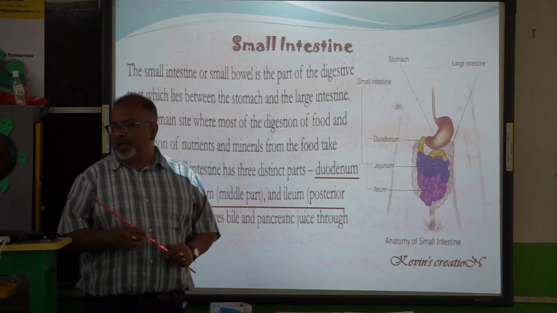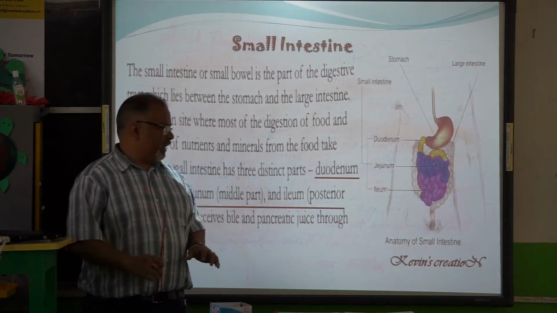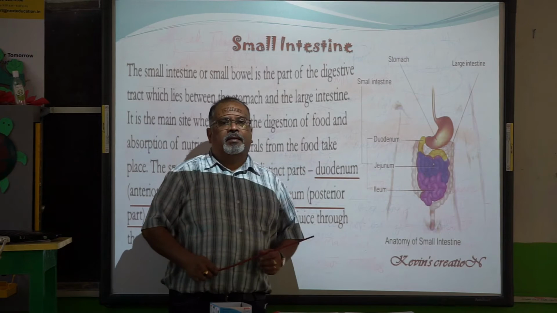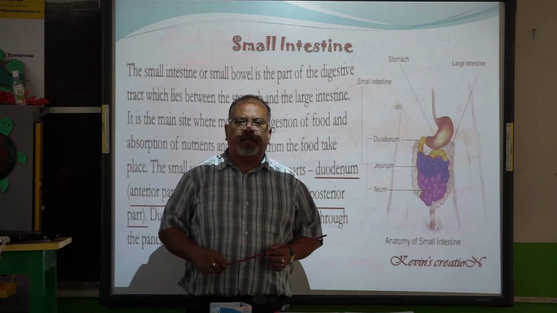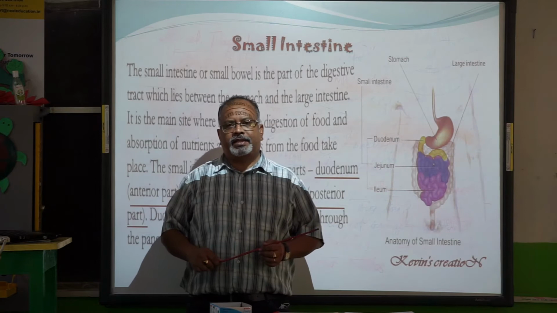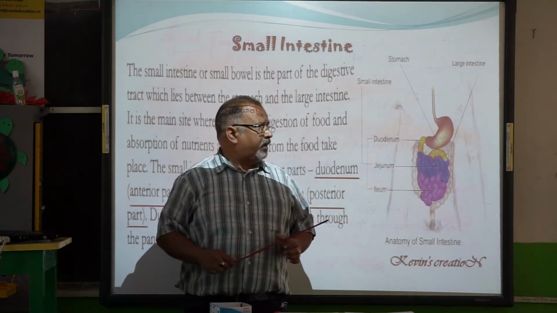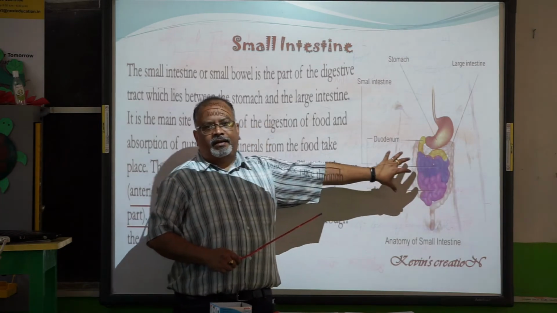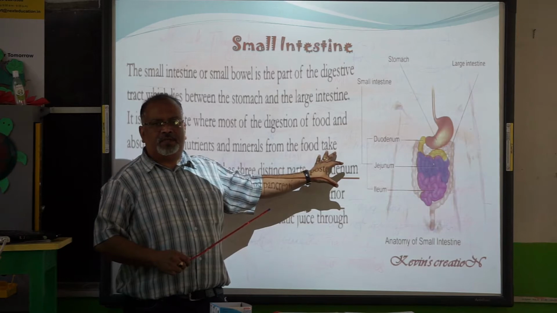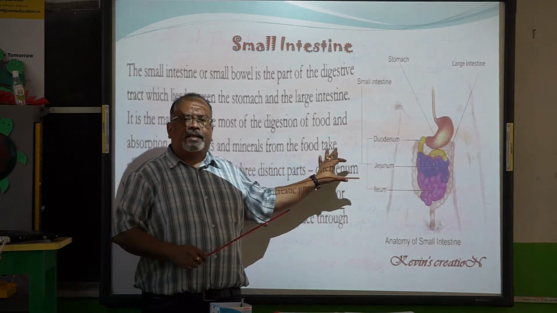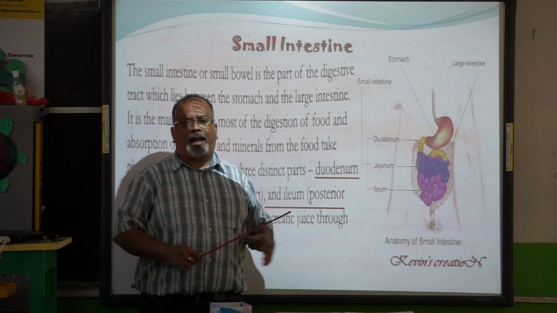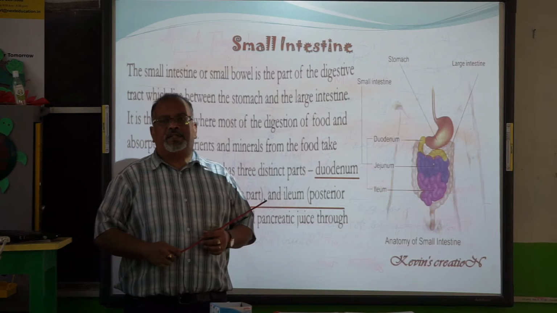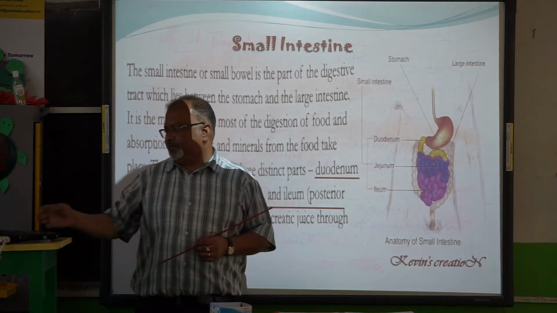Duodenum receives bile and pancreatic juice through the pancreas. So it is this place where food is treated with bile juice, which is a kind of digestive juice, and also the pancreatic juice, which is secreted by the pancreas. So very important organ of digestive system, the small intestine, where it receives many kinds of digestive juices, which have enzymes in them, and the enzymes act on the different nutrients of the food and break them down into simpler absorbable form.